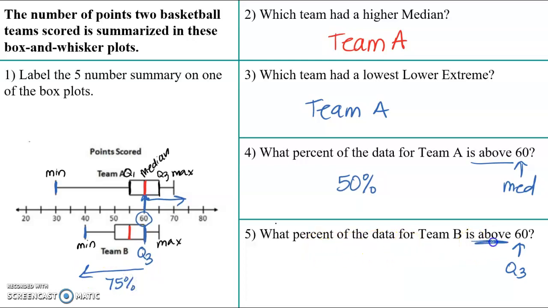But notice it wants to know what's above. Well, if 75% is below, what has to be above? 25%. So recognize that each one of these segments is 25%. 25% from the minimum to Q1, 25% from Q1 to the median, 25% from the median to Q3, and 25% from Q3 to the maximum.